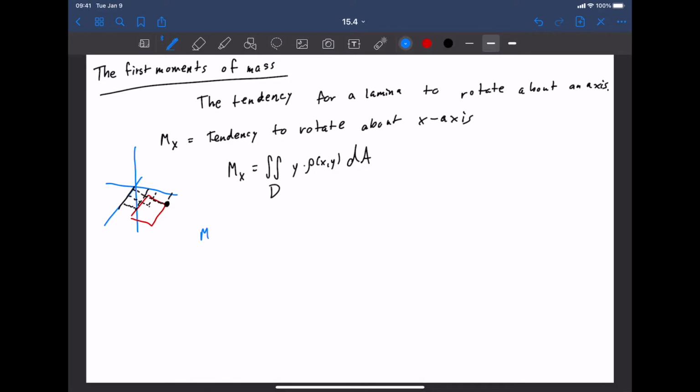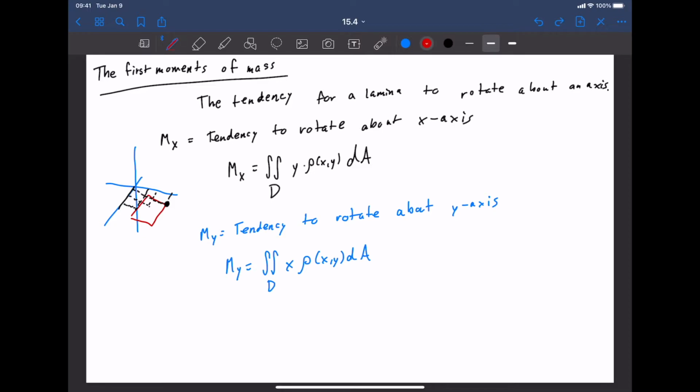Spoiler alert. M sub y will be the tendency to rotate about the y-axis. And its formula will also be a little confusing. There we'd use x times rho(x, y) dA.